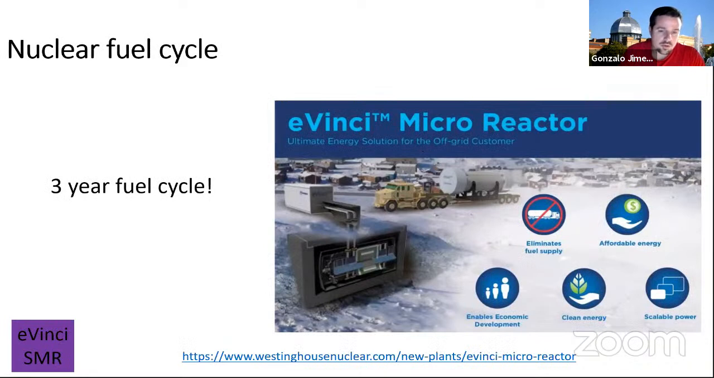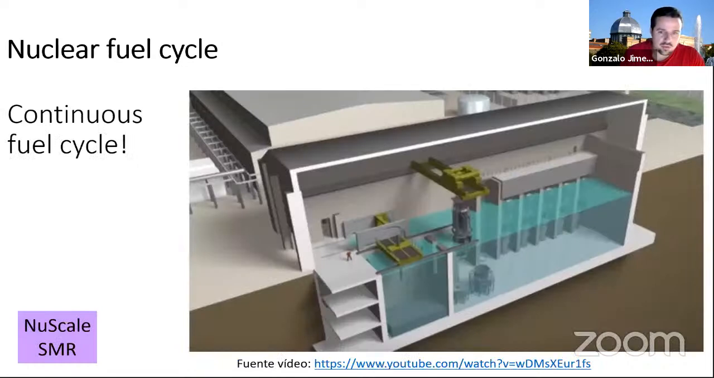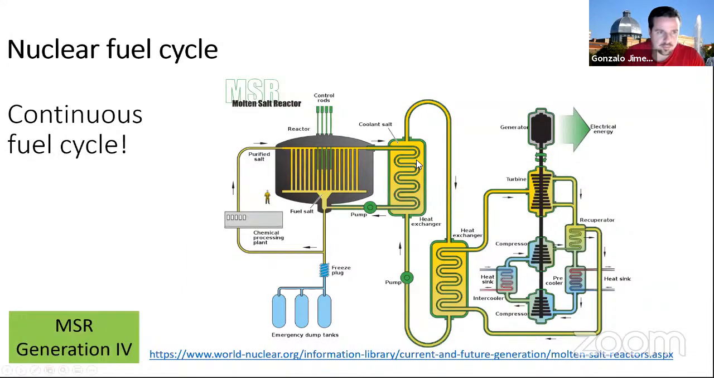Okay, another approach for the advanced fuel cycle is having longer fuel cycles. Just to show you, in eVinci we have a 3-year fuel cycle, and we have a continuous fuel cycle in a small modular reactor such as NuScale, in which we can replace the fuel during operation. We have this approach also in the molten salt reactor, in which the fuel is within the molten salt coolant, and we can process it during operation.